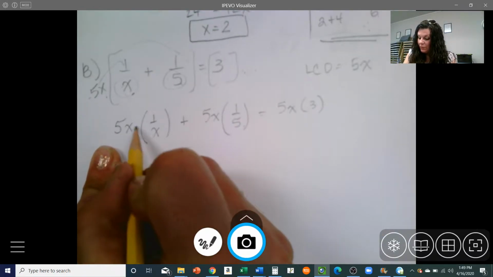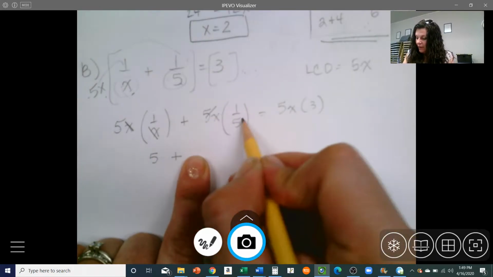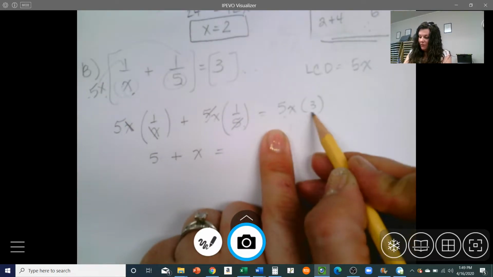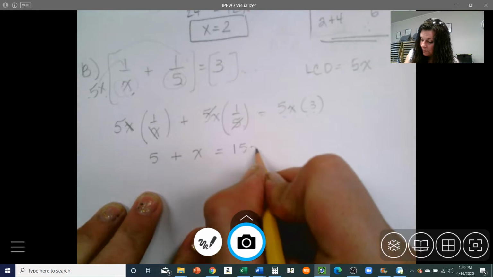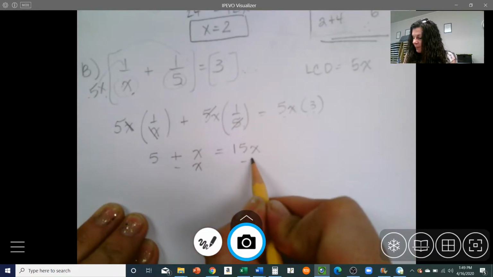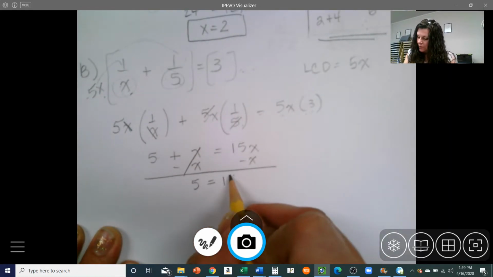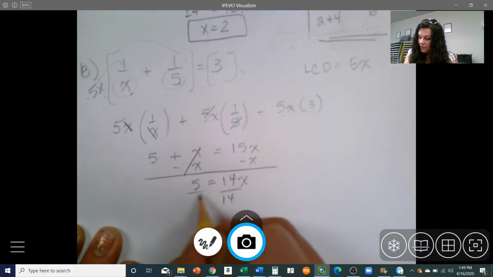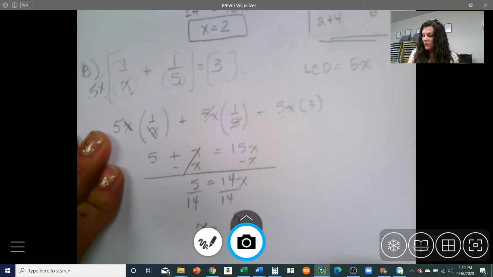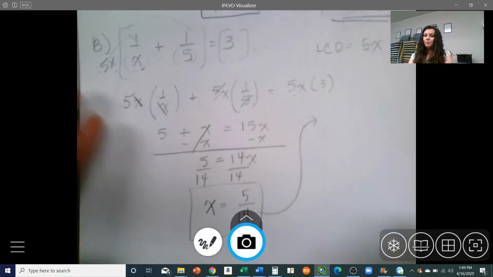So when I do that, these cancel, so I'm left with 5. And here my 5's cancel, so I'm left with x. And 5x times 3 is 15x. Okay, so I'm going to subtract x from both sides. So I have 5 equals 14x, and I divide both sides by 14. It's not a pretty answer. x equals 5/14, but that's the answer that I got, and so now I need to check it.